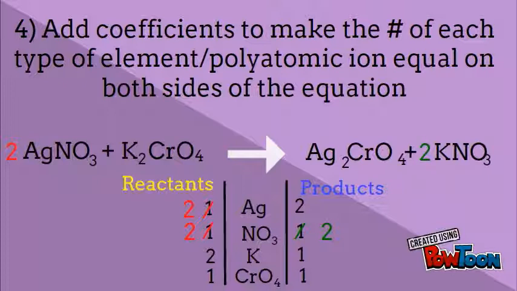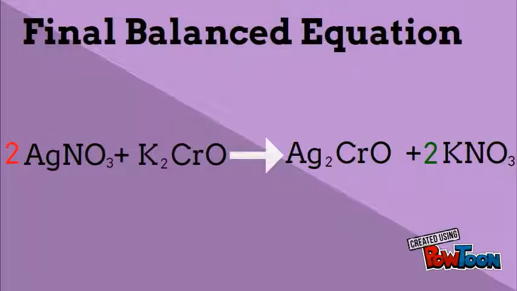This causes K to become 2 on the chart, making the whole equation balanced. Chromate doesn't need to have anything done to it because it is already balanced. The balanced equation has a 2 in front of AgNO3 on the reactant side and a 2 in front of KNO3 on the product side.